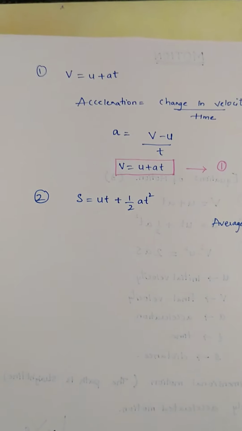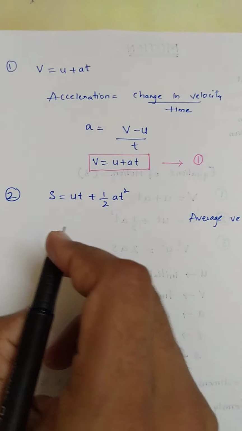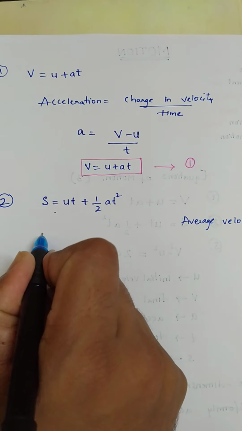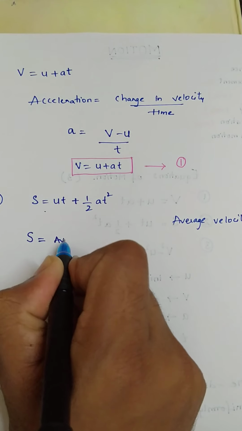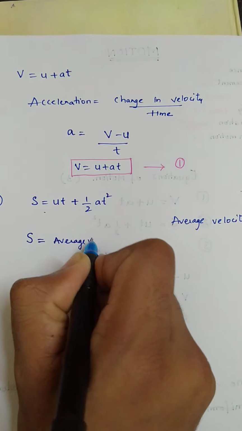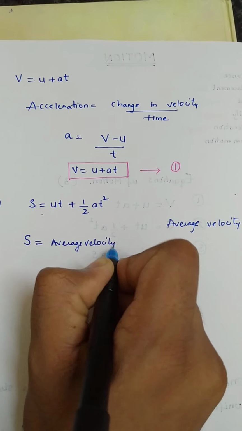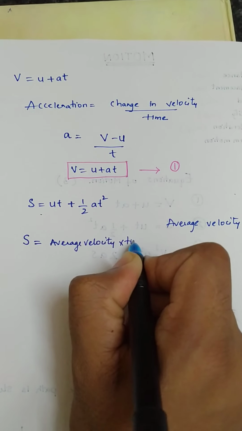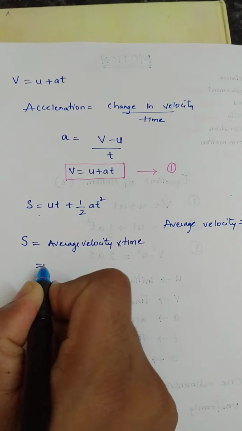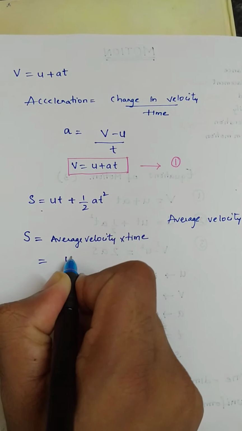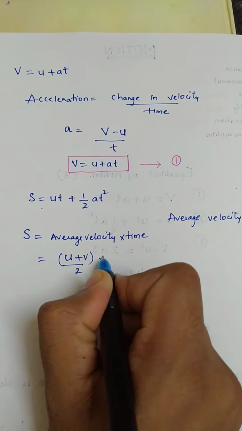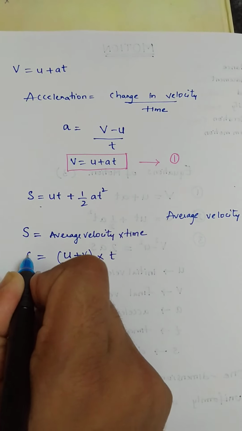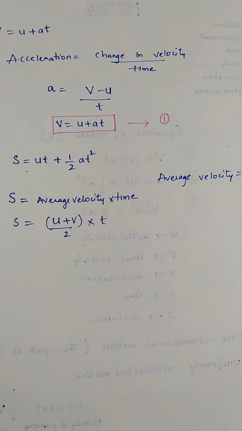Now I'm going to use this here. s is nothing but distance, so I know distance is nothing but average velocity into time, or time taken. So I am replacing average velocity with (u plus v) by 2 into t. So s is (u plus v) by 2 into t.